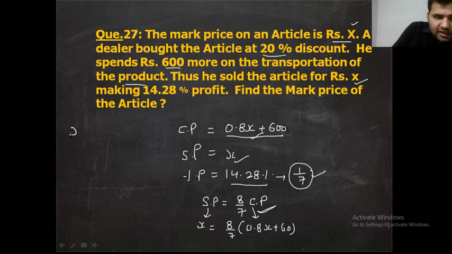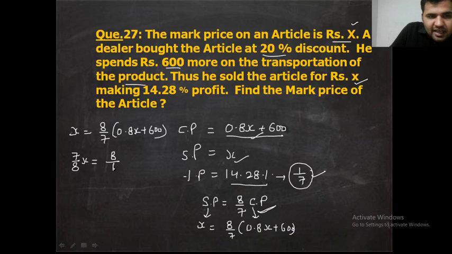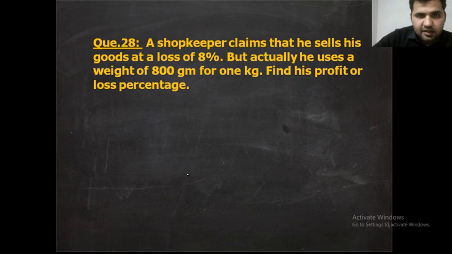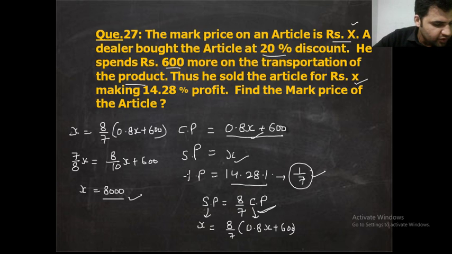Okay, so if I solve this equation, X is equal to 8/7 of 0.8X plus 600. So just solve it now. So you will have 7/8 of X is equal to 8/10 of X plus 600. Just solve it and you will get the value of X as 8000. Okay, so the value of the mark price of the article would be 8000 rupees. Got it? So if anyone is having doubt, you can ask.